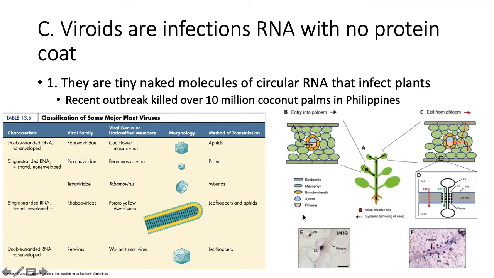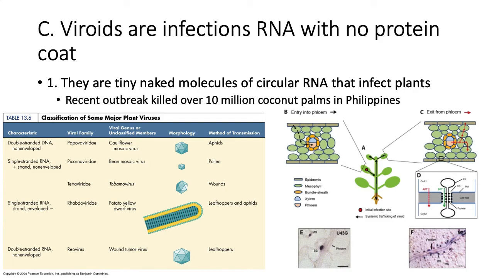Okay, final slide, viroids. So in plants, we don't call them prions, we call them viroids. They're infectious RNA with no protein coat. So they're just these tiny little naked molecules because they're not enclosed in a capsid. It's RNA and they just infect plants. We just recently had an outbreak of a type of viroid that affected coconut palms in the Philippines.